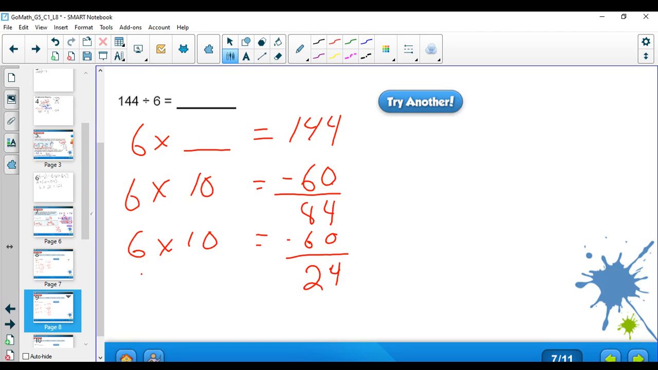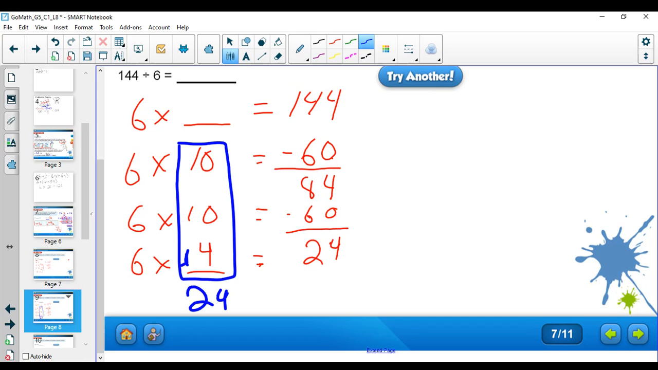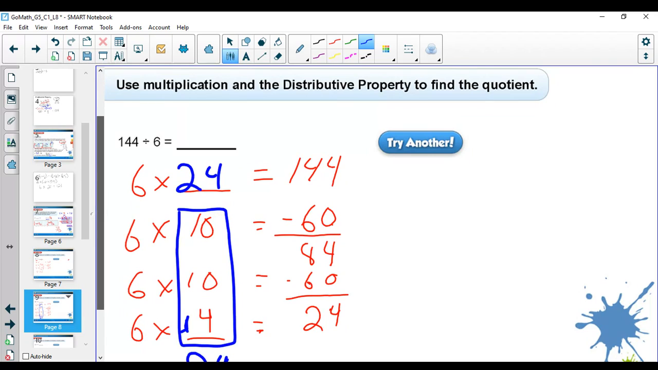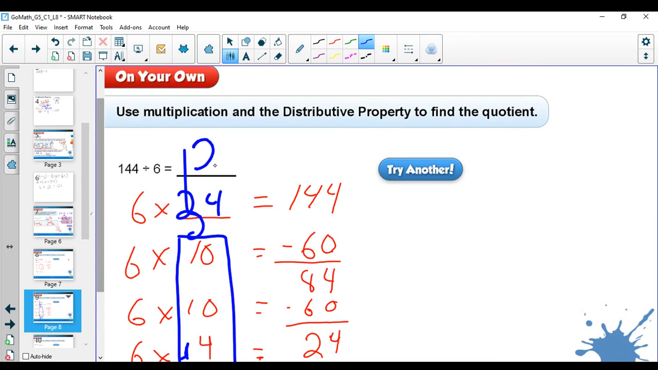So now I need to think to myself, well, 6 times what equals 24? And hopefully we recognize that 6 times 4 equals 24. Now, to finish this whole thing off, this is where we've got to take these factors from this column and we need to just add them together, right? 10 plus 10 plus 4 is 24. So that means that 6 times 24 equals 144, which also means that 144 divided by 6 is, oh goodness, is 24. I don't know why it does that, but sometimes it does.